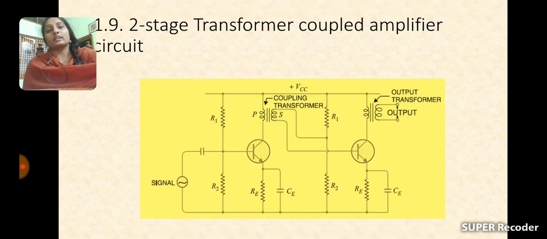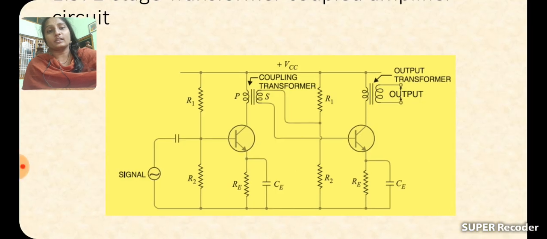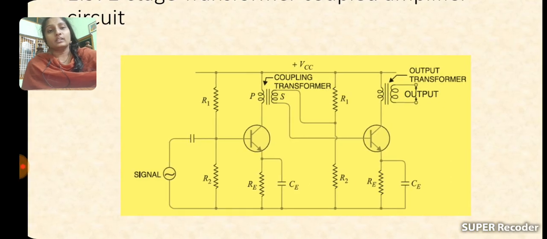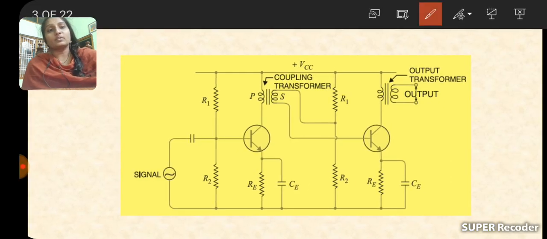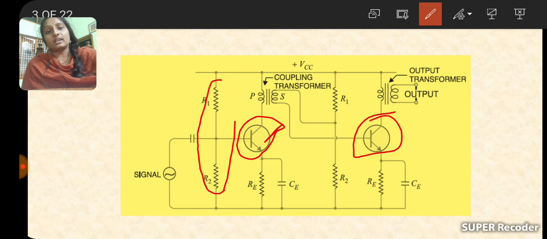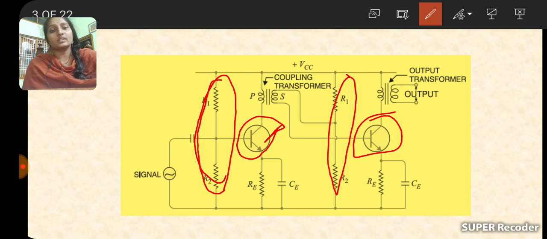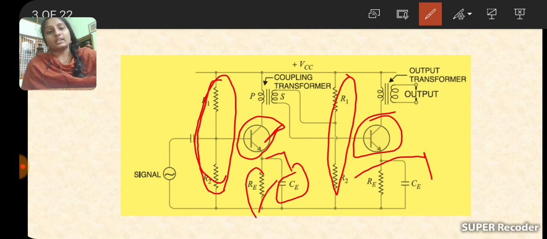So this is the diagram of the transformer coupled amplifier. Once you see it carefully, it is very similar to that of the RC coupled amplifier. Two transistors are there, T1 as well as T2, and the biasing and stabilization network resistors R1 and R2 are there for both stages. Emitter bypass capacitor CE and emitter bypass resistor RE are connected in parallel. At the same time, the second stage also has the same. Input signal is there, supply voltage is there.